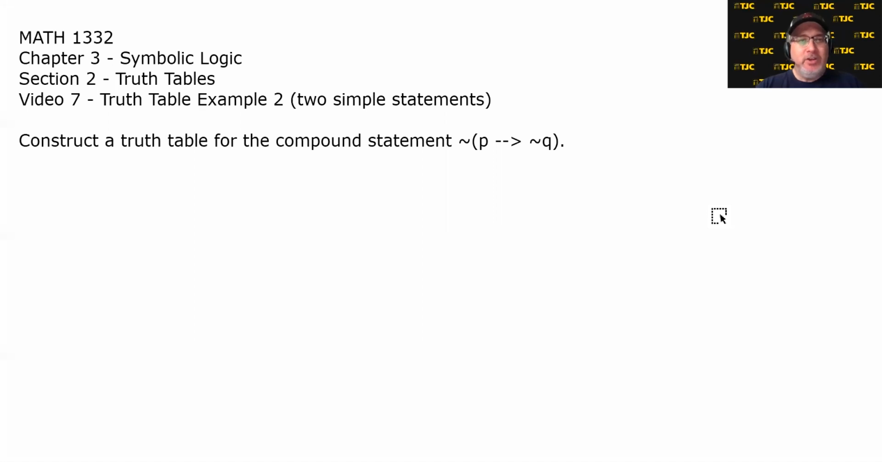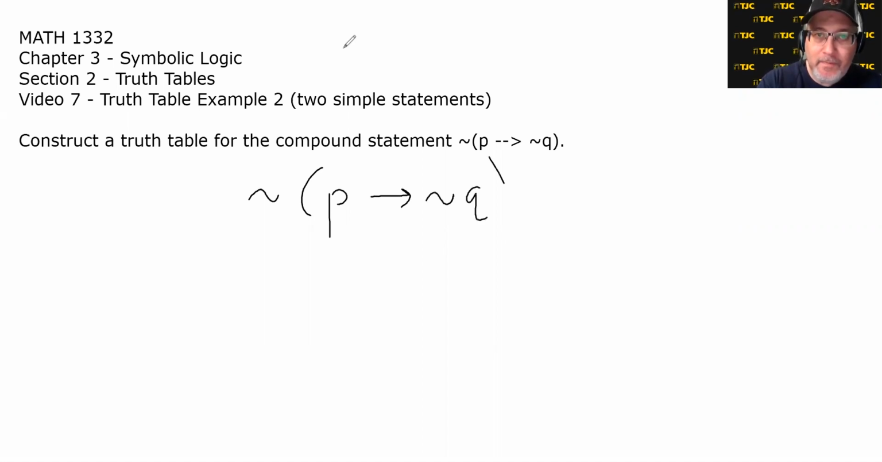All right, so do you remember how we start? We start by using the hierarchy of connectives to determine the order that we're going to build our table. The hierarchy says go inside the parentheses first, but inside the parentheses are two symbols, a conditional and a negation. So now we have to go back to the hierarchy to know which one to do first. After parentheses is negation, so inside these parentheses, we're going to do the negation first.